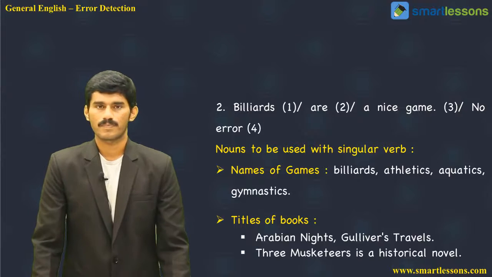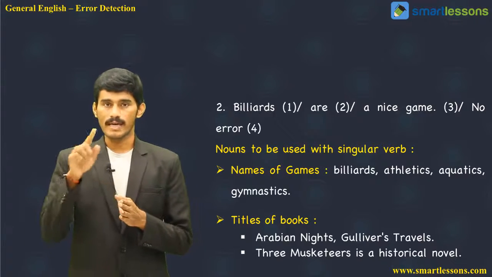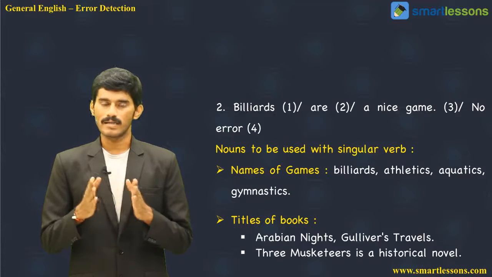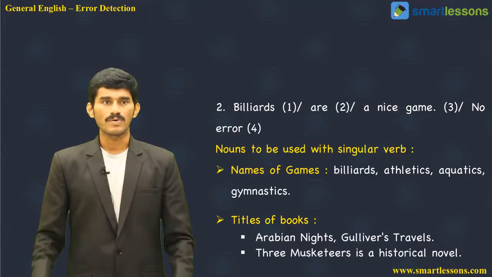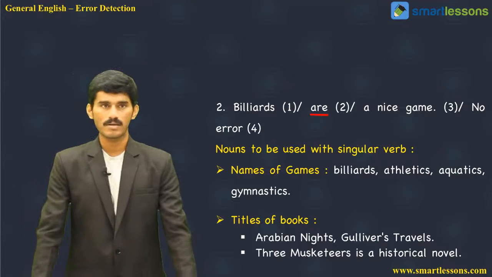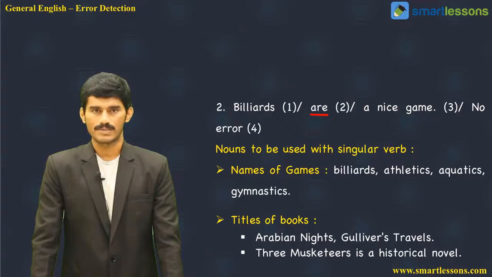Don't consider that all the words that end in s are plural. It is the name of a game, and it ends in s, but it is taken as singular. So we say billiards is, not billiards are. Billiards is a nice game. So in the second part, it is the mistake.